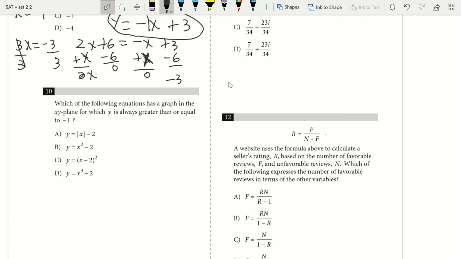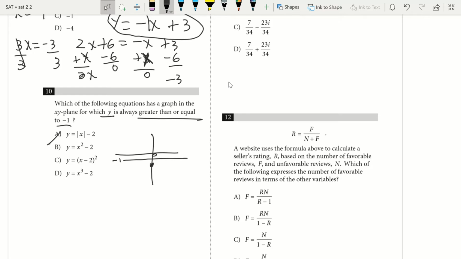Okay. For which y is always greater than or equal to negative 1. Alright, so we're looking for one where if this is 0, we're above it, right? So let's just go ahead and look at our equations. Y equals the absolute value of x minus 2. Well, minus 2, that's below the line it has to be at, right? That's below negative 1. So that's out.